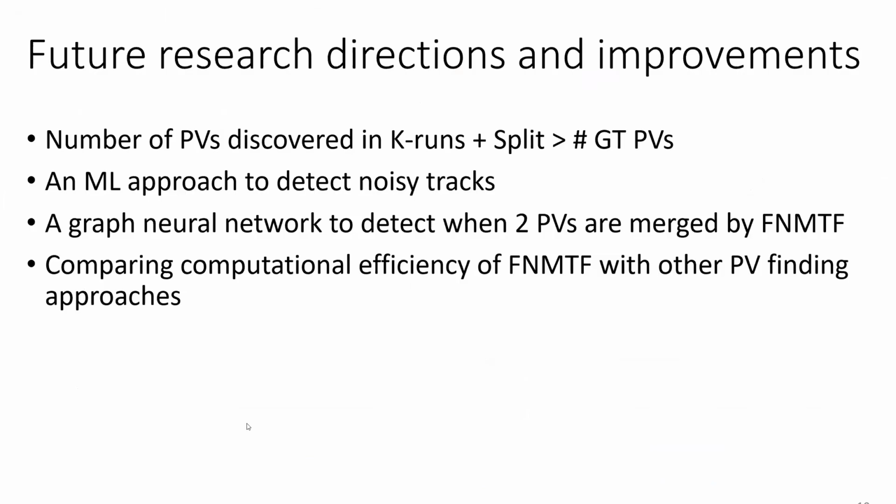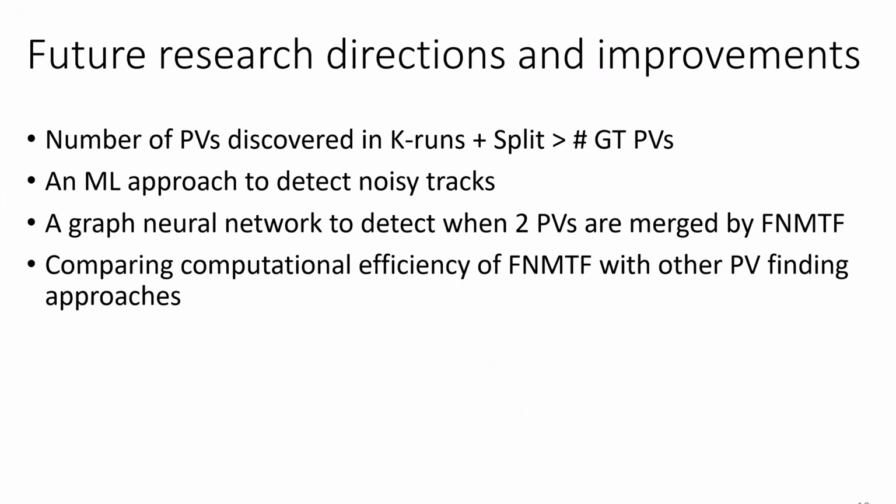So for future research directions and improvements, the first thing we need to do is improve the stopping criteria that we are using, because right now the algorithm is reconstructing way more PVs than the actual number of ground truth PVs present in the data.